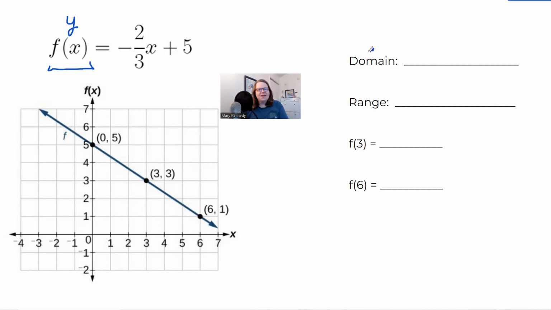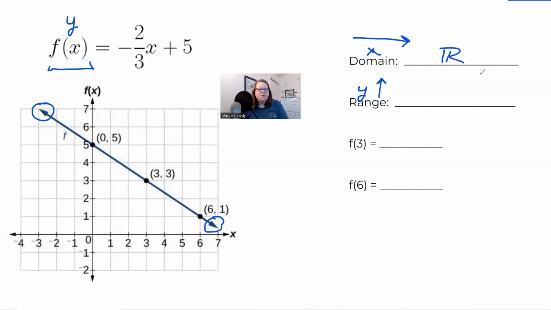Domain is always about the x values and what's happening from left to right on the graph. Range is always about the y values and what's happening from the bottom to the top on a graph. So if I look at the far left of this graph, I see an arrow. And if I look at the far right, I see an arrow. That tells me that this graph's domain is all real numbers.